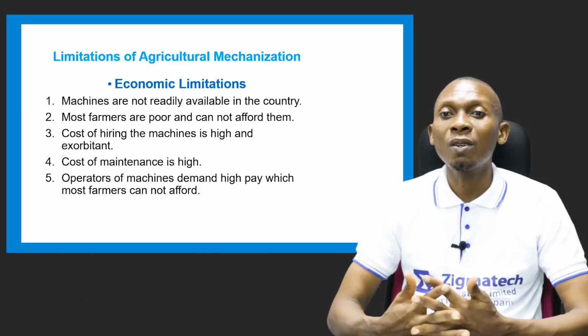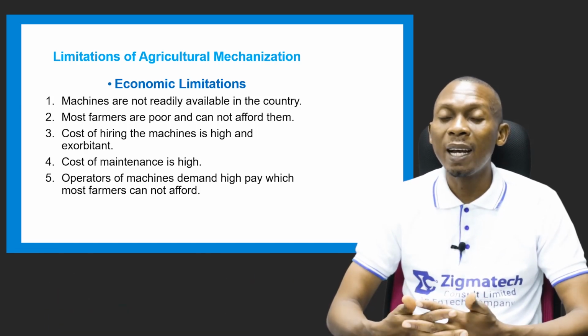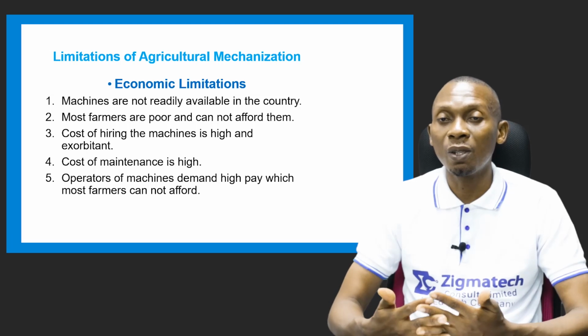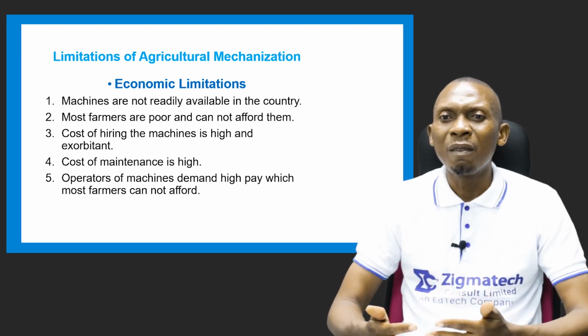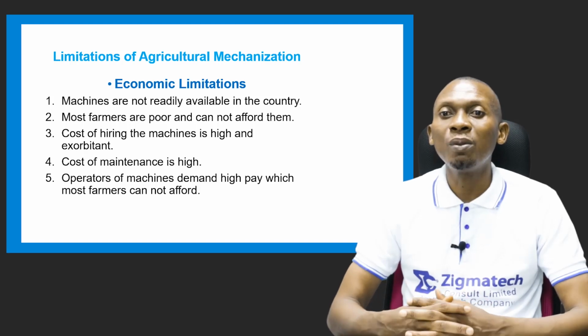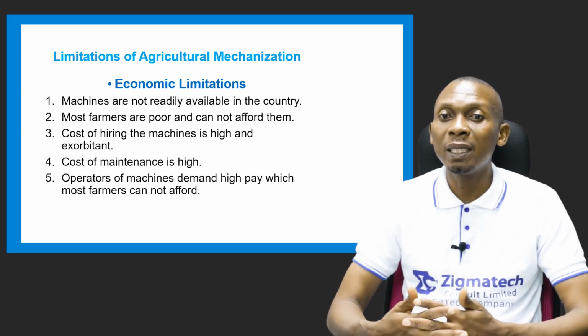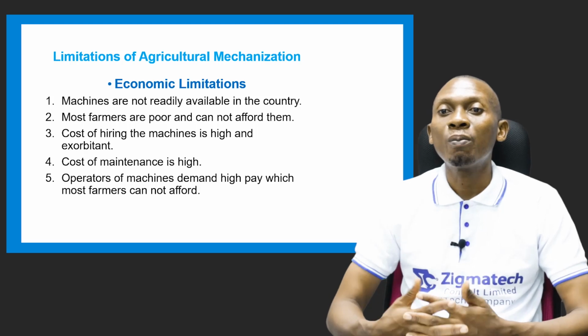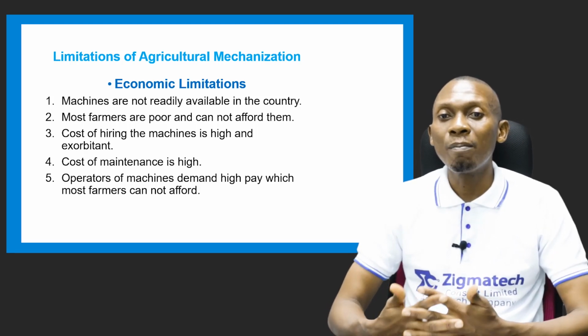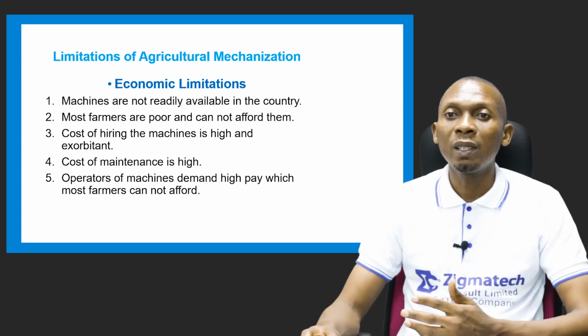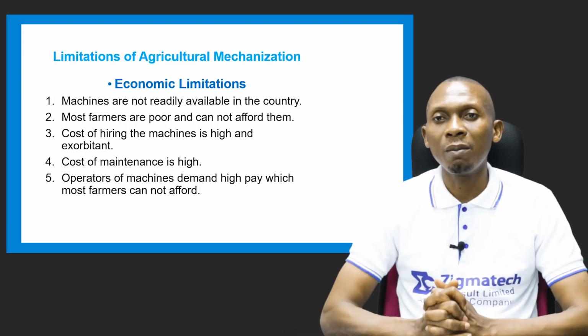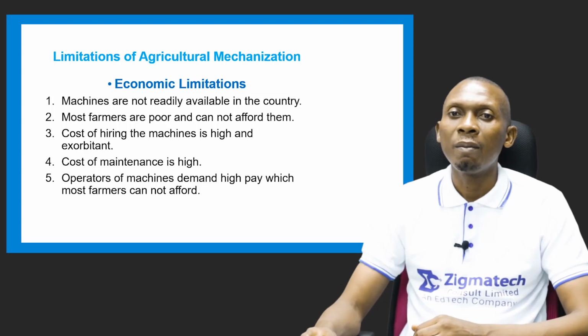Maintenance is also high. The cost of maintaining these machines is also high. Remember, they're not produced in Nigeria, or they're produced in the Western world, and so the parts are also not easily available, and maintaining these machines is not easy. It's on the high side. Then the operators of the machines also demand high pay, which most of the farmers cannot afford. So all of these fall under the economic limitations of agricultural mechanization.